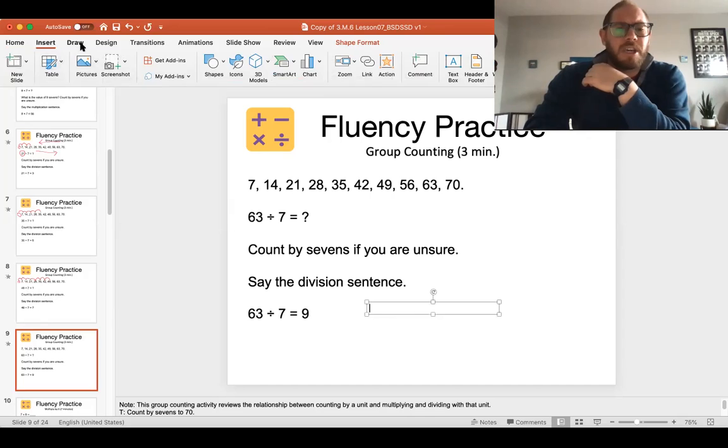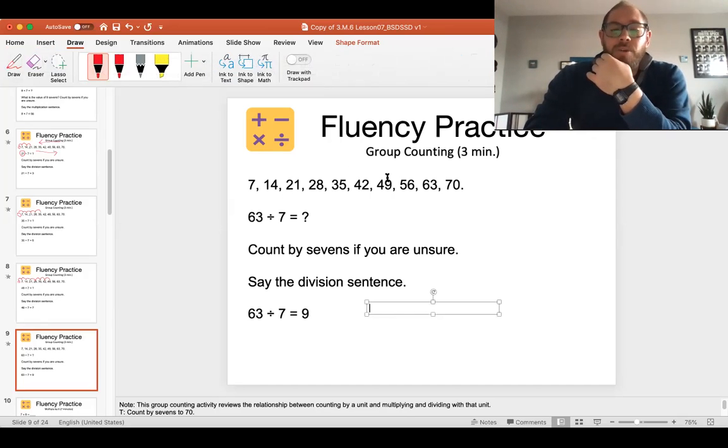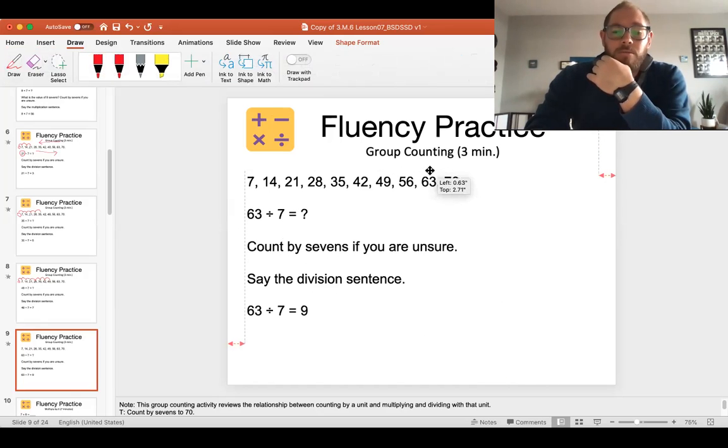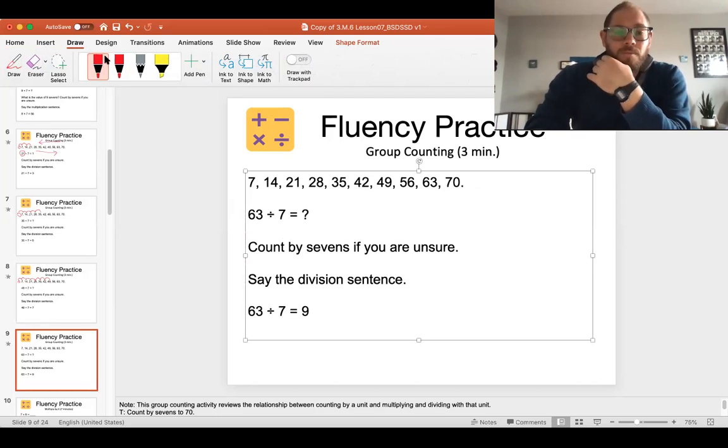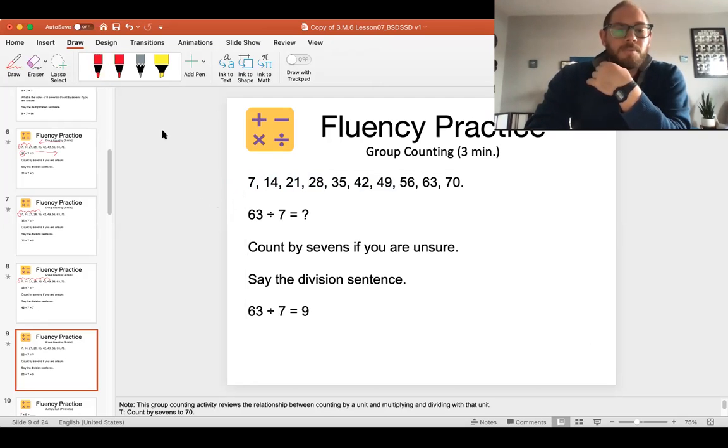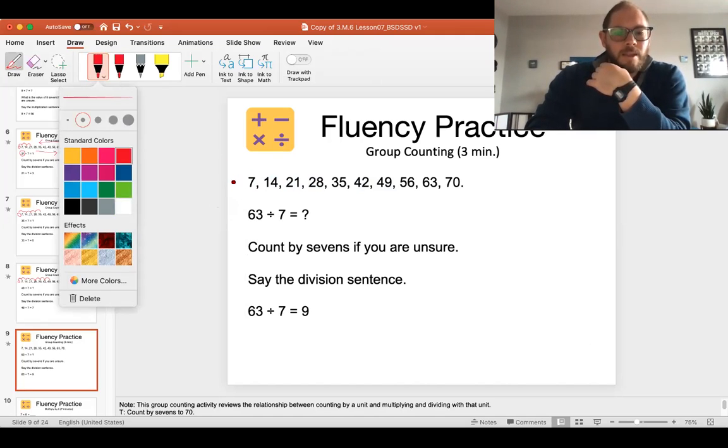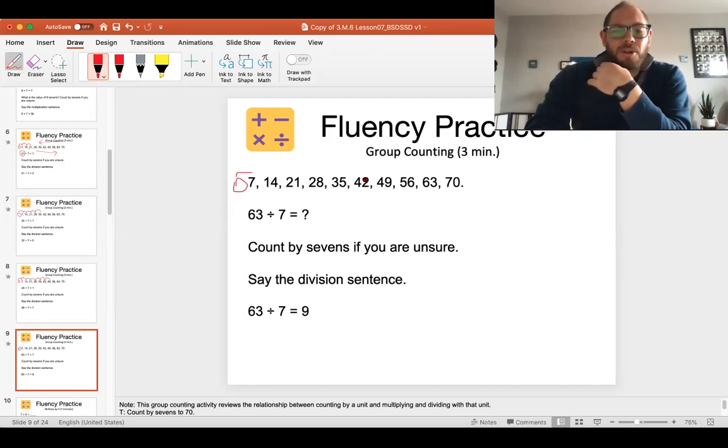Let's go ahead and have a quick look here. Let's count them up. So we start at 63 and we're going to go, 1 group, 2 groups, 3 groups, 4 groups, 5 groups, 6 groups, 7 groups, 8 groups, and if I've got my little 0 there, that's 9 groups.